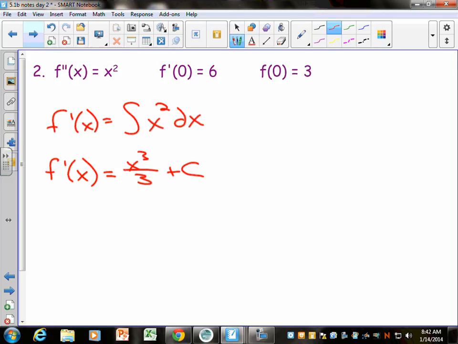So how about I give you a minute and see if you can get to the answer before I get to the answer. So plug in your x and your y in for the first derivative, find c, and then do the integral again to find the original. It's really nice when they give you 0 as the x value because it just pretty much is what they give.